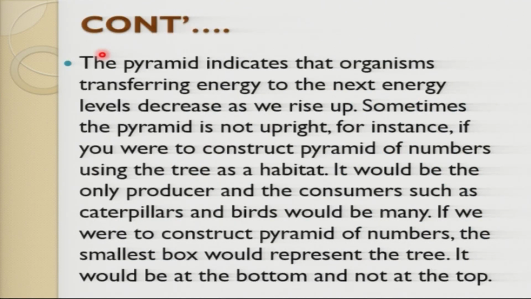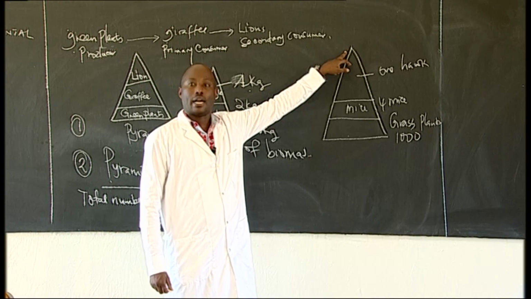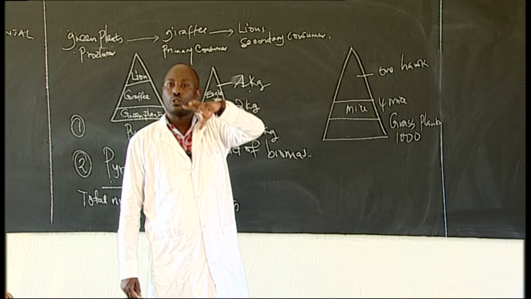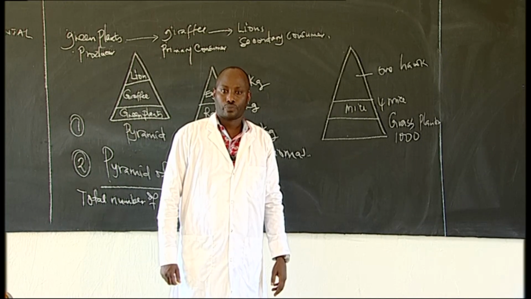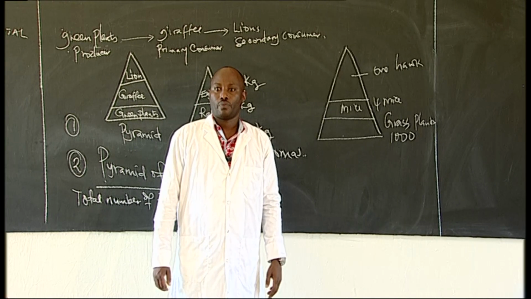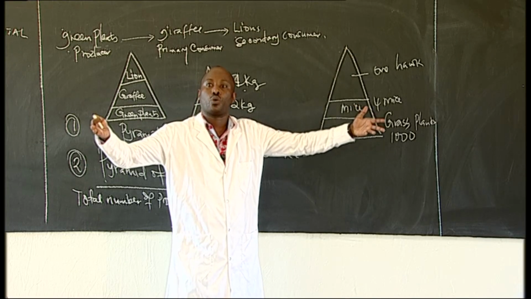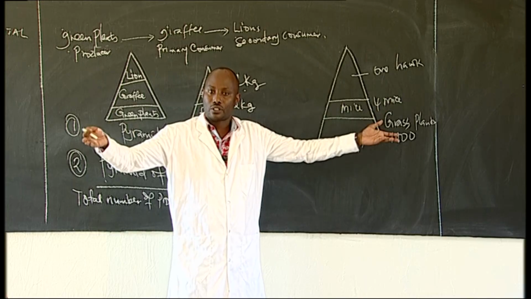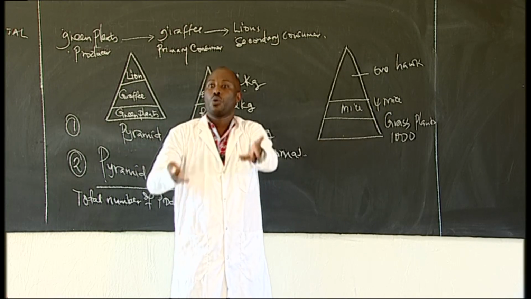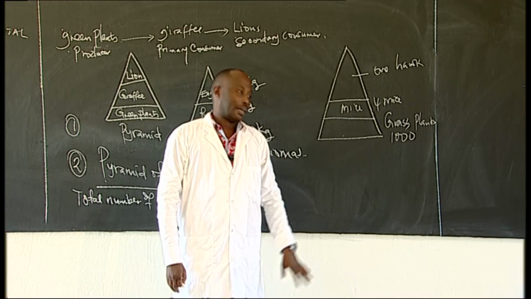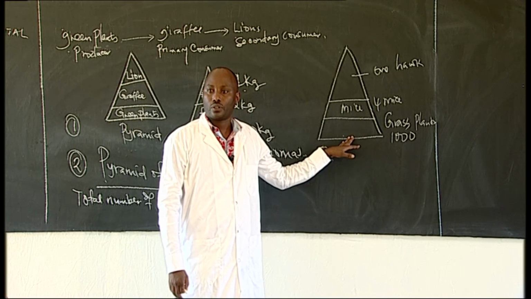We talk about the pyramid indicating that the energy organisms transfer to the next levels decreases as it goes up. As you see from here, the energy starts decreasing from the bottom to the top. Okay? I asked you, why is energy decreasing from the bottom to the top? That is the question I'm asking you. Because, as I told you, moving from the bottom to the top, more energy is being lost through metabolic reactions, metabolic activities, okay? Through respiration, as well as through excretion. But here, there is less energy lost, okay?